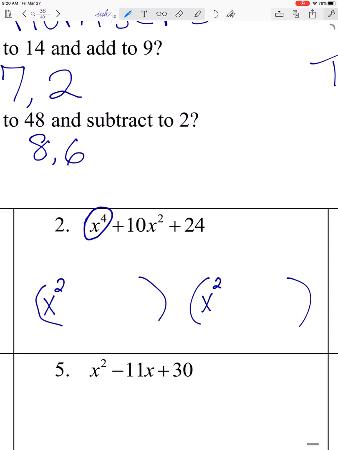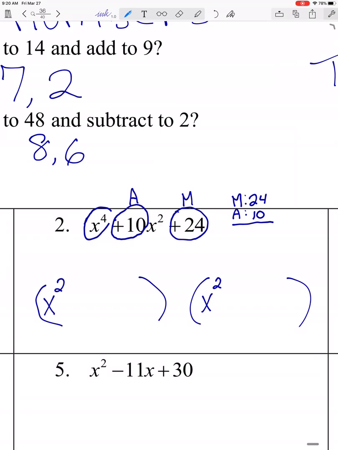Now we're looking for two numbers that multiply to 24 and add to 10. We don't even need to circle that x squared. We don't really care about that x squared. We only care about that 10. It's really important that you make sure you take the sign with it. See how I circled the positive 10 and the positive 24? Make sure you take those with it. So we're going to look for two numbers that multiply to 24 and add to 10.